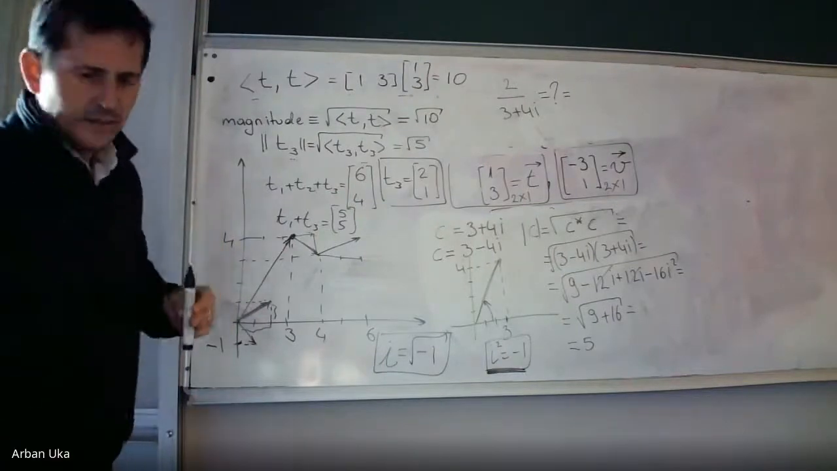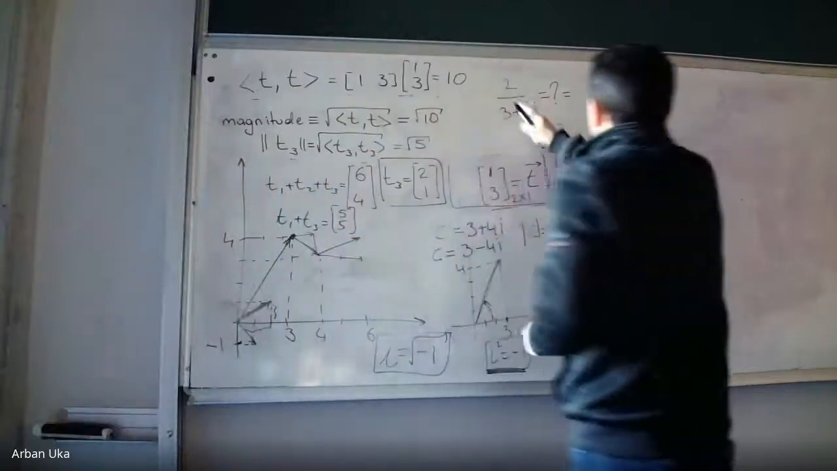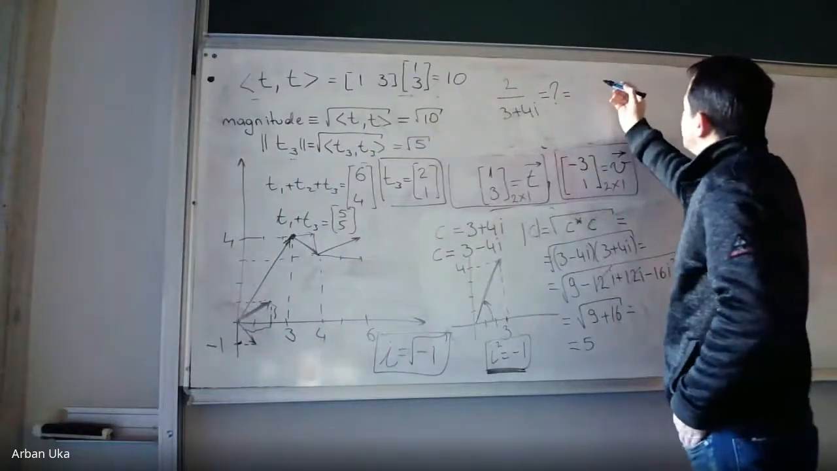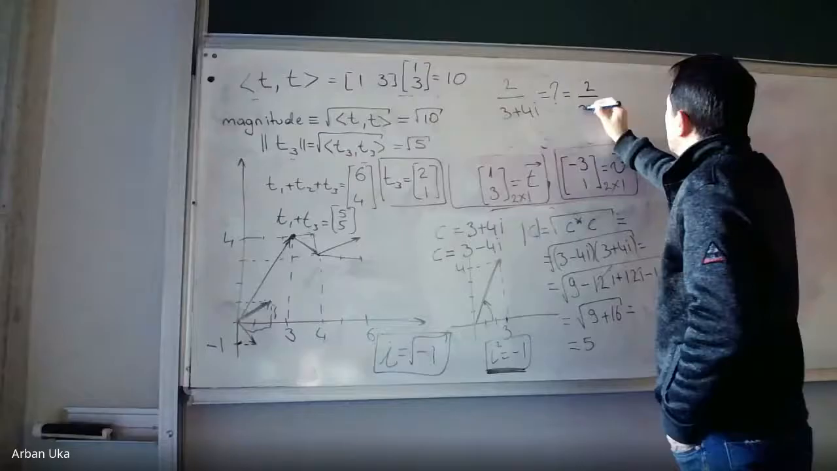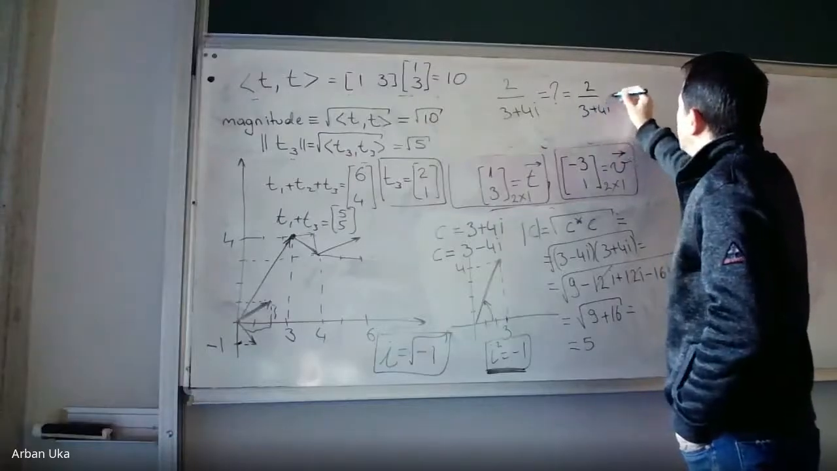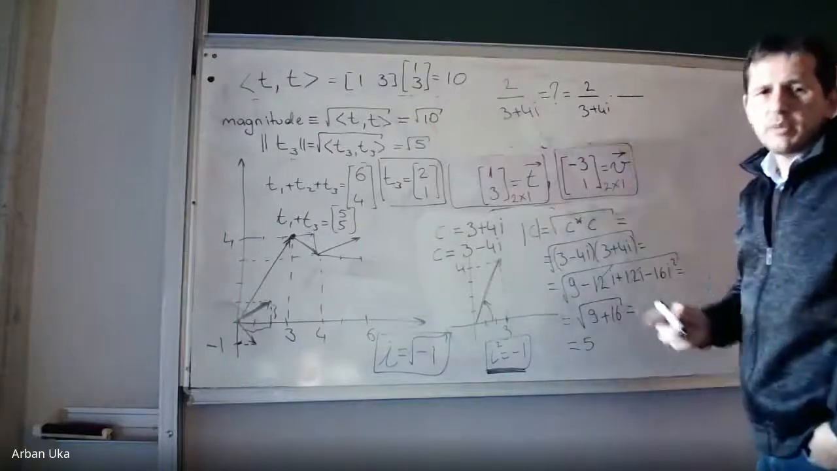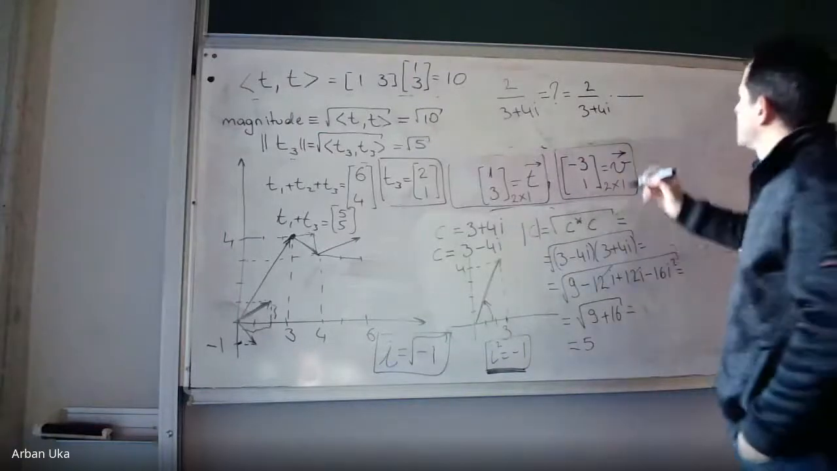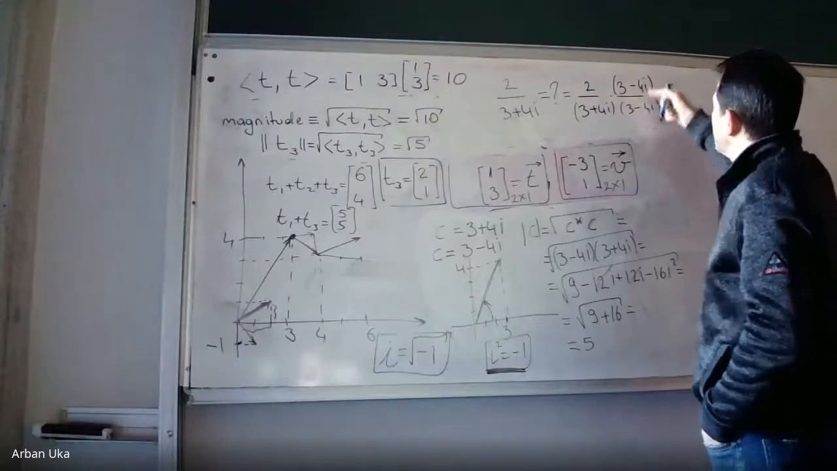Which means that we're going to get 2 times (3 minus 4i). So we multiply this number by 1. What is 1? We conjugate: 3 minus 4i, that's correct. And we divide it by 3 minus 4i. Yes, so we multiply by 1.